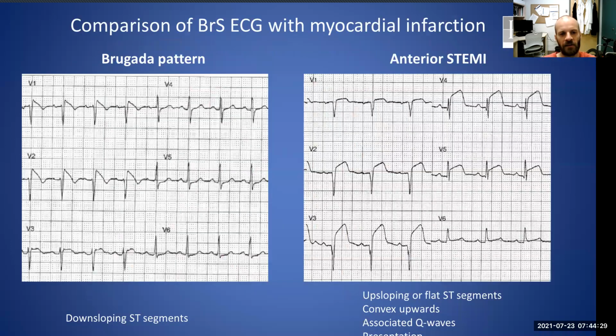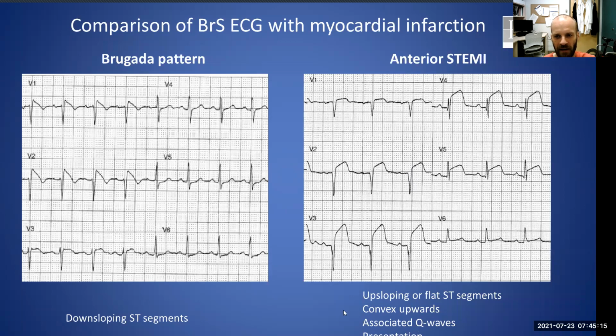So I guess the next thing to think about is, we're talking about ST elevation here, but how does that compare to ST elevation seen in other contexts, like myocardial infarction? We did a whole session on that, didn't we? If we do a comparison here, this is our Brugada pattern, with down-sloping ST elevation. In comparison, the ST elevation you see in a myocardial infarction looks rather different. Here you've got ST elevation that's up, that could be flat, or in this case, even upsloping. It's often convex upwards. There may be associated Q waves.